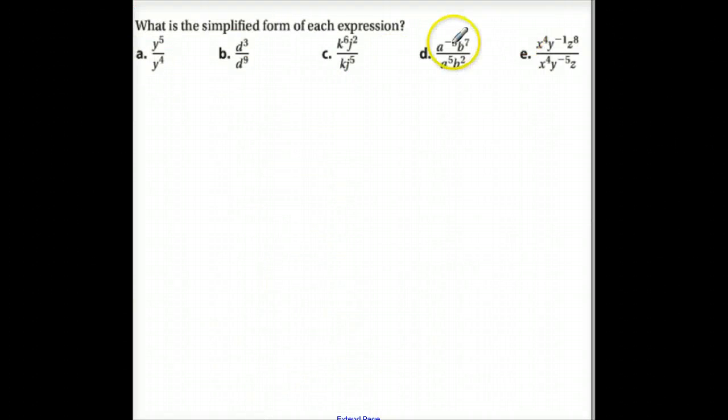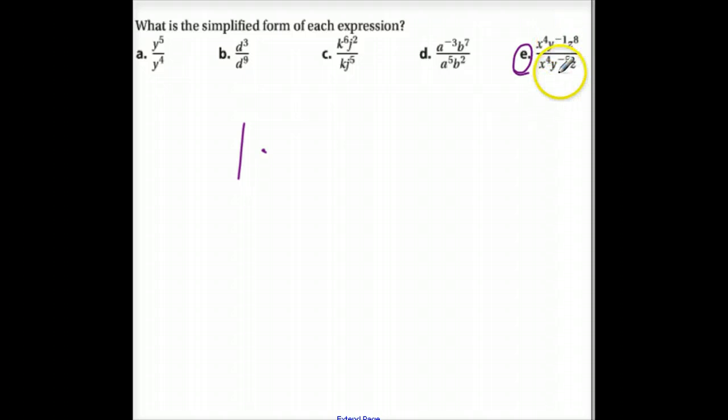All right, I'm going to do one more example. Let's look at E. I'm going to look at each variable or power or base separately. So first looking at the x's. x to the 4th over x to the 4th. 4 minus 4 is 0, and we know that anything to the 0 power equals 1.